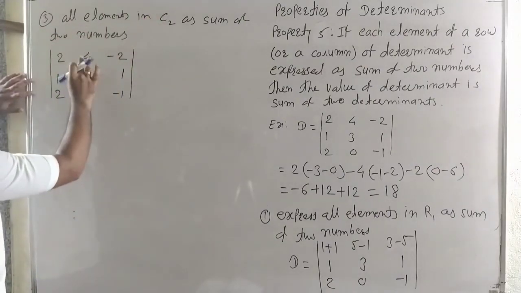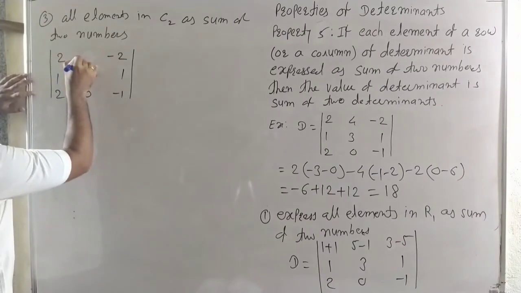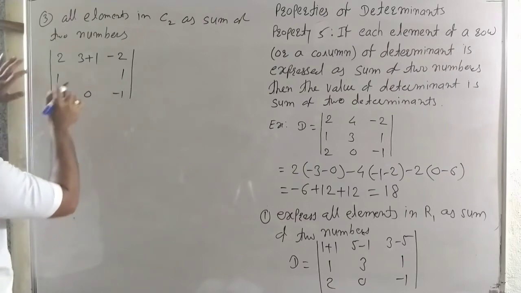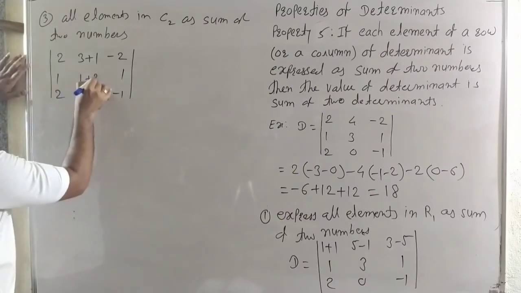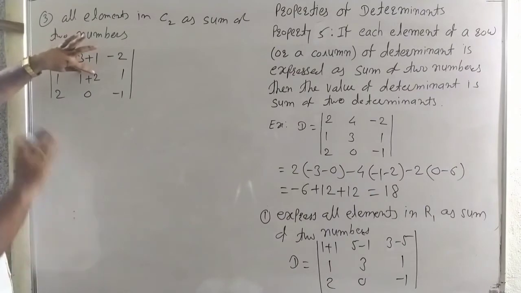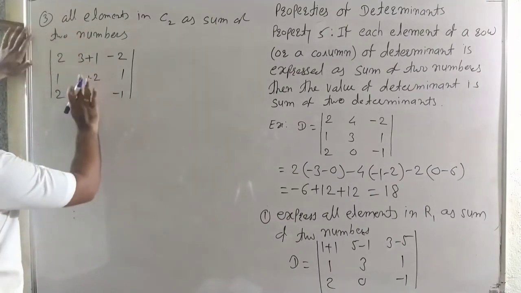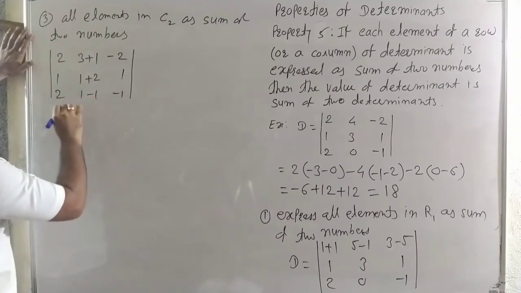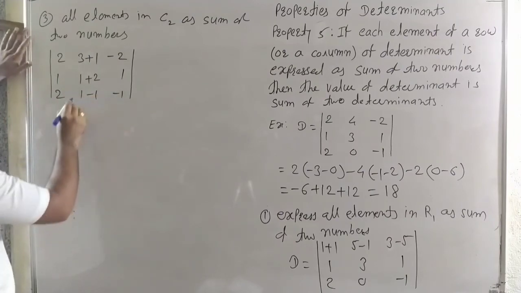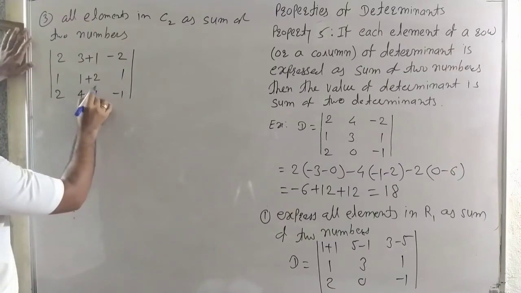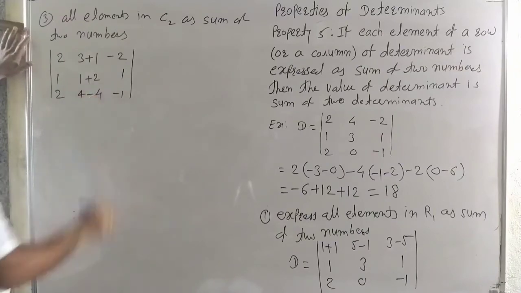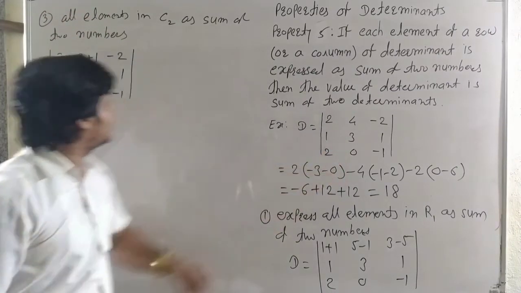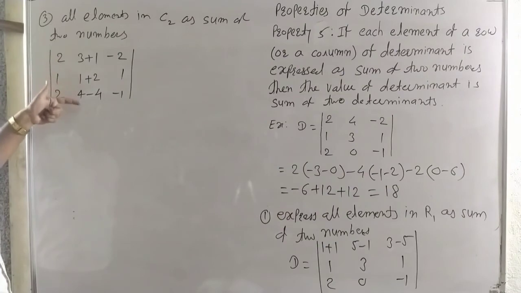Here it is a 4, we can write 3 plus 1. 3, we can write here 1 plus 2, or 4 minus 1, any number. And here it is a 0, so here we can write 1 minus 1, 4 minus 4, 3 minus 3, 5 minus 5, any number. Here we can write 4 minus 4.